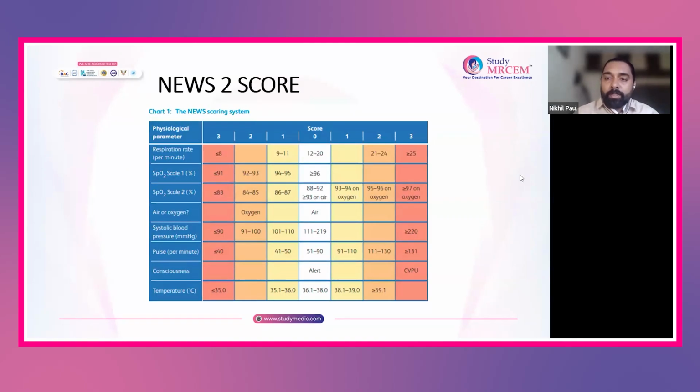Now, as I told earlier, how to initially screen and how to initially manage. We have a few scores. One of them is NEWS 2. We'll come back to this after discussing the initial screening.